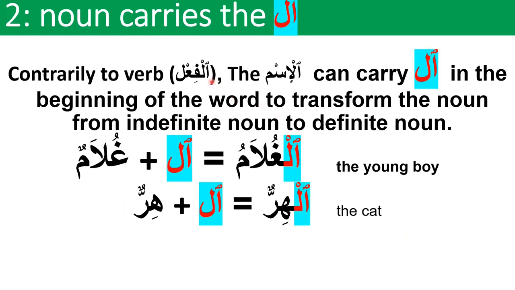Contrarily to the verb al-fi'l, the ism can carry al in the beginning of the word to transform the noun from an indefinite noun to a definite noun. الغلام, الغلام. الهر, الهر.